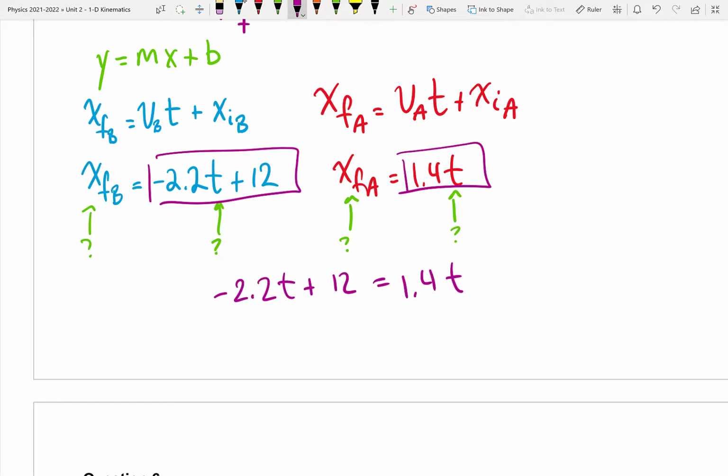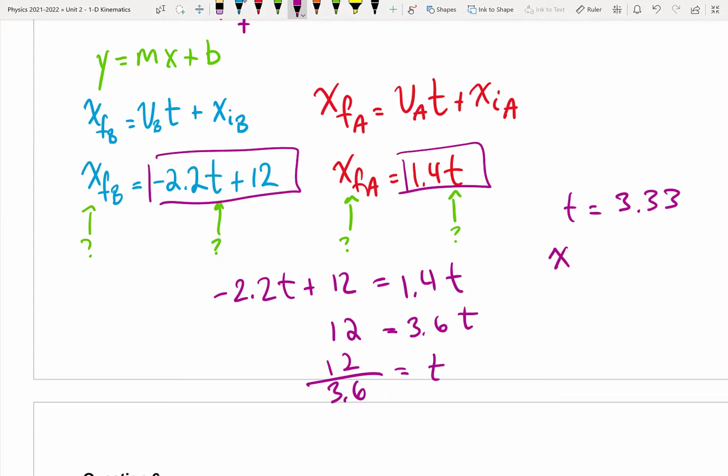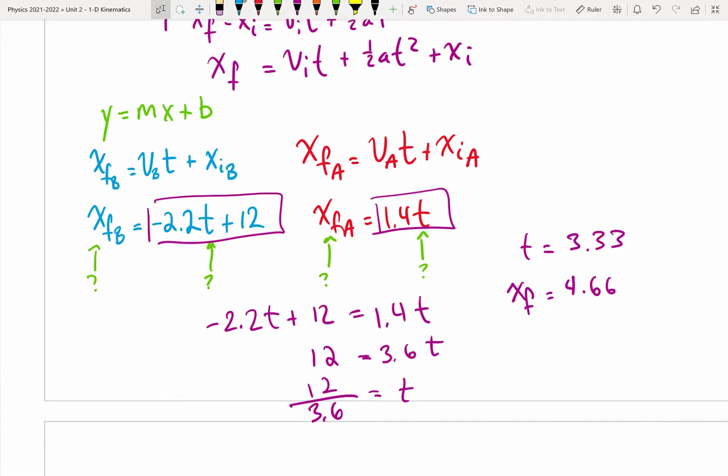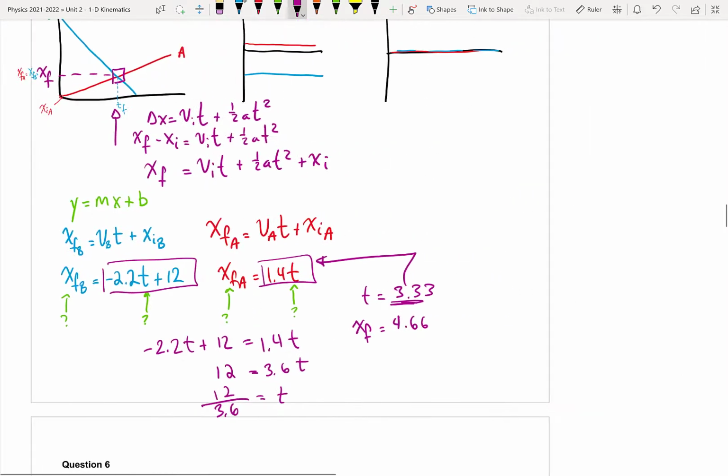I've got 12. Did I copy that down right? Yeah. 1.4 plus 2.2 is 3.6 t. So I've got 12 over 3.6 equals t. I think the time here should be about 3.33 seconds. And then the final position where they intersect is 4 point something. Y'all, I don't remember exactly, but something like that. Once you get the time, you just take that time and put it back into this one. I can't pull up the calculator on my computer right now because I'm recording, but that's how you can get the final position.